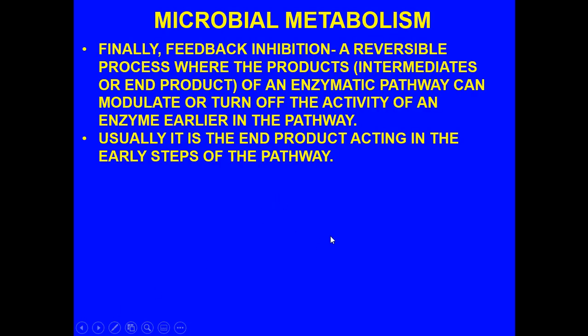Now, finally, we have one last one in which we can change some of the enzymes, and that's feedback inhibition. This is a reversible process where the products could be whatever's down the road in this enzymatic chain or enzymatic pathway. Whatever the intermediates or the end product can modulate or turn off the activity of the enzyme earlier in the pathway. Usually it is the end product that acts in earlier steps of the pathway.